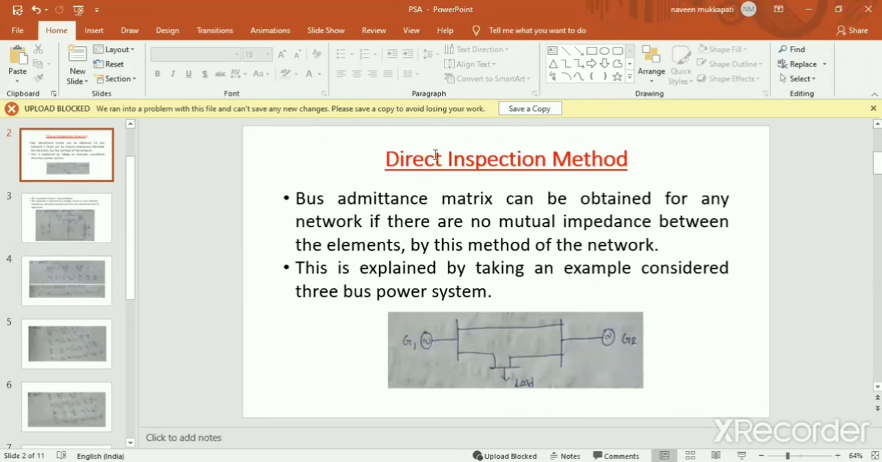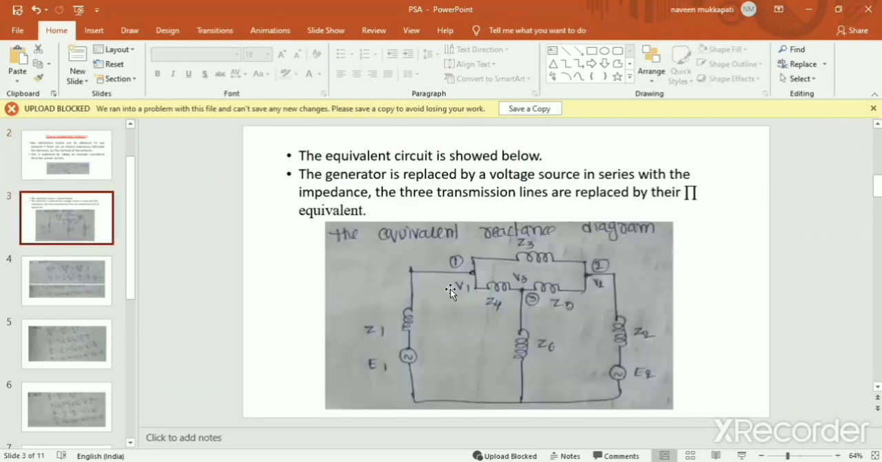After drawing the impedance diagram, we mark the different nodes and then we write down the equations for those nodes. Then we form the Y-bus matrix by solving those equations. Then we obtain the Y-bus matrix. This is the direct inspection method.